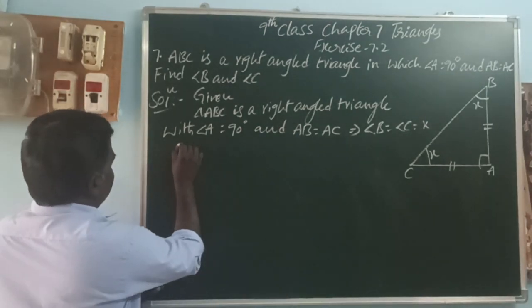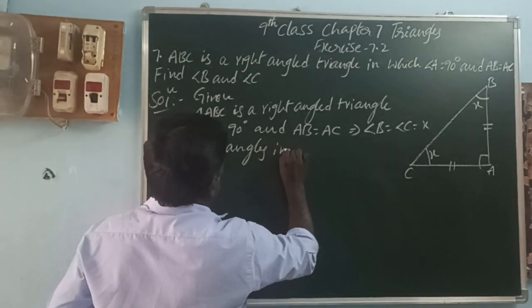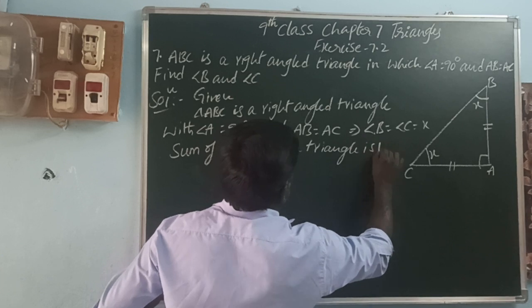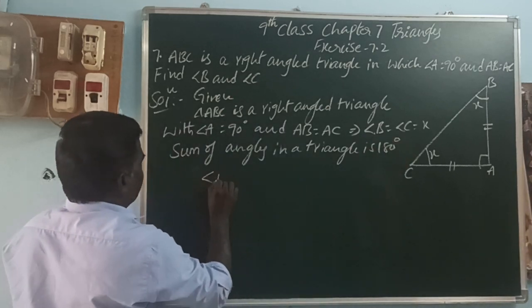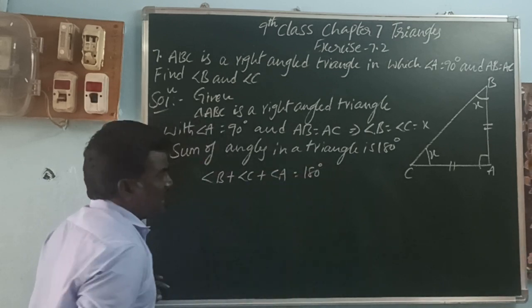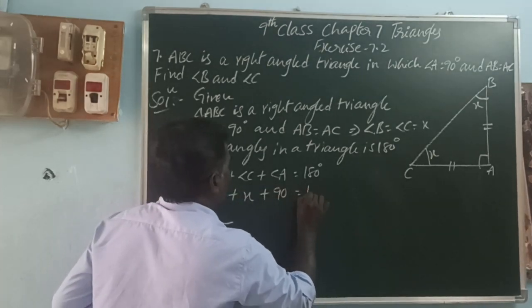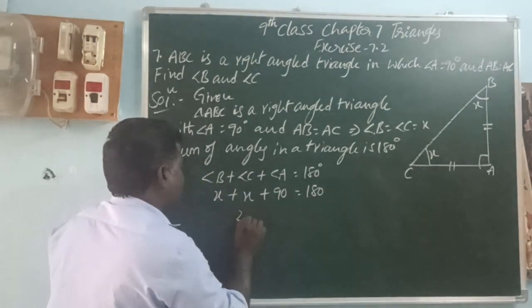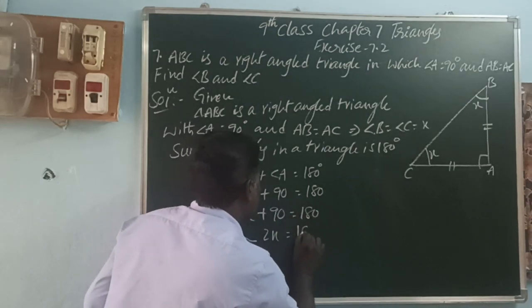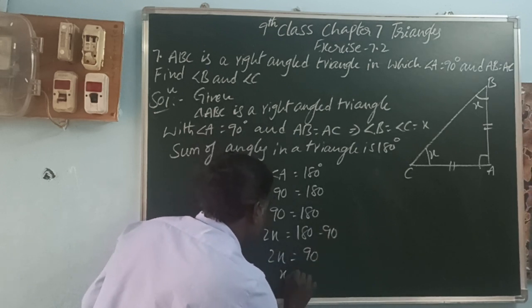So sum of angles in a triangle is how much? 180 degrees. So angle B plus angle C plus angle A is equal to 180. So x plus x plus 90 is equal to 180. So x plus x, 2x. 2x plus 90 is equal to 180. 2x is equal to 180 minus 90. 2x is equal to 90.